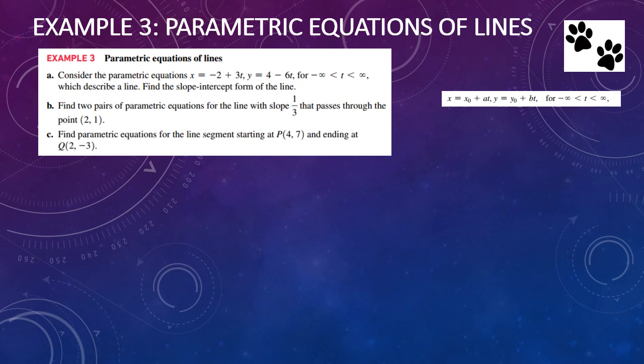Let's look at example 3, parametric equations of lines based upon the definition we just went through. Remembering that x equals x sub 0 plus at and y equals y sub 0 plus bt are the equations of a line, and remember that the slope of that line is b over a. So we can figure these three problems out with that basic definition, and mainly using algebra and math that we know from before. So part A, consider the parametric equations x equals negative 2 plus 3t and y equals 4 minus 6t for t between negative infinity and infinity, which describe a line. Find the slope-intercept form of the line.